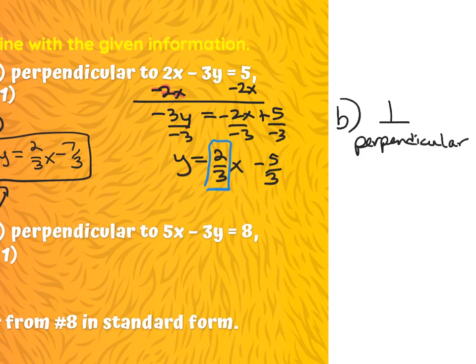So the perpendicular slope from here, opposite sign, so it's going to be negative. And then I flip the fraction upside down. So the slope I'm using is negative 3 over 2. I'm still using the same ordered pair.